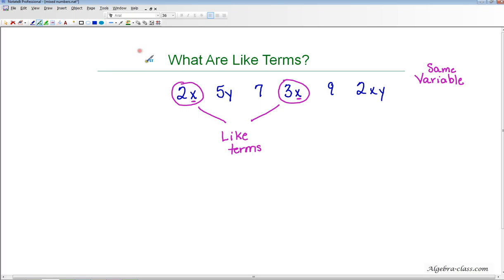So let's move on to 7 and 9. 7 and 9 are also like terms. These two are like terms because they're both constants. They're both just numbers. They don't have a variable associated with them. So they are considered like terms. 5y does not have a like term because there's no other term that has just y. And the same for 2xy. There's no other term that has xy as part of its term. So like terms are only the terms that have the same variable.